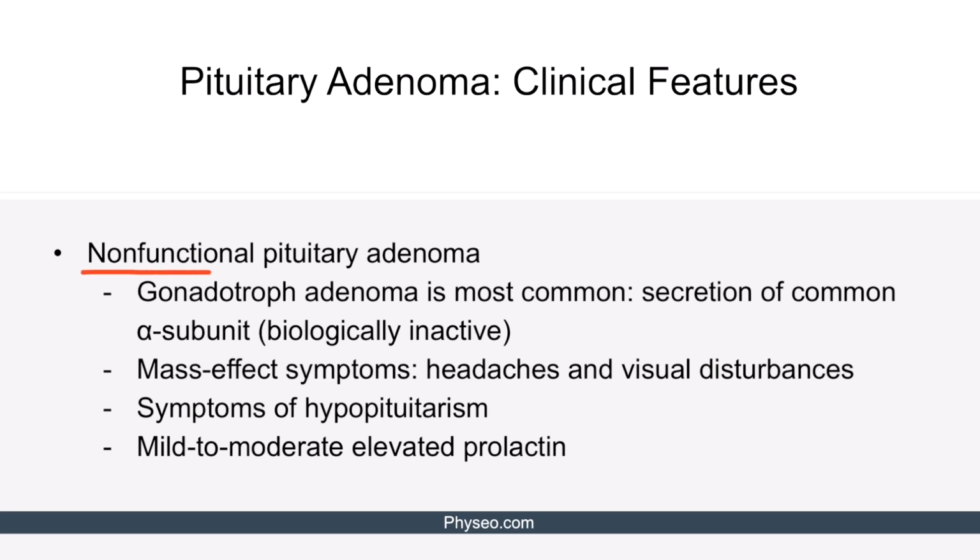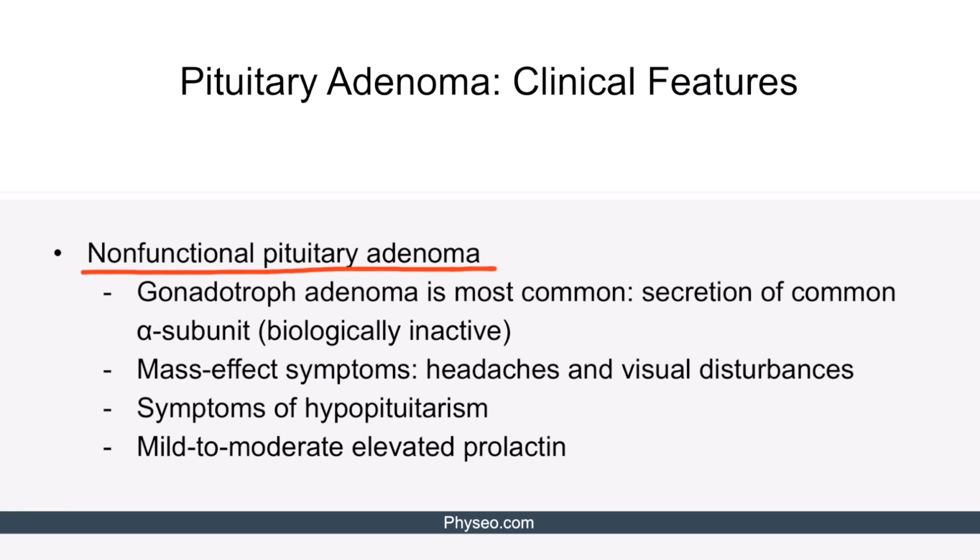Let's move on to non-functional adenoma. The most common type is gonadotroph adenoma, referring to an adenoma that originates from cells that secrete FSH and LH. We know from step 1 that FSH and LH are composed of 2 subunits, common alpha subunit and different beta subunit. However, gonadotroph adenoma usually secretes only the common alpha subunit, which is biologically inactive. So that's why this adenoma is non-functional.